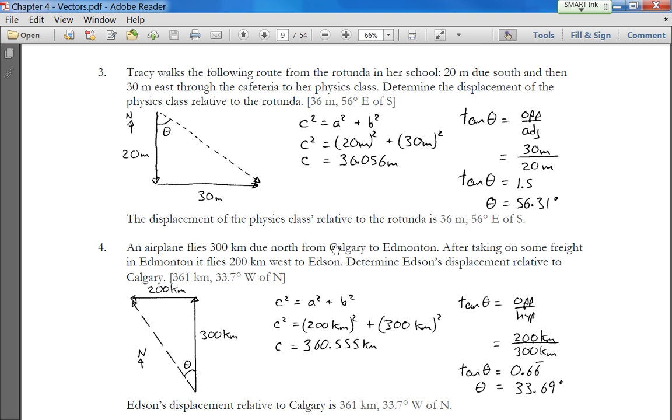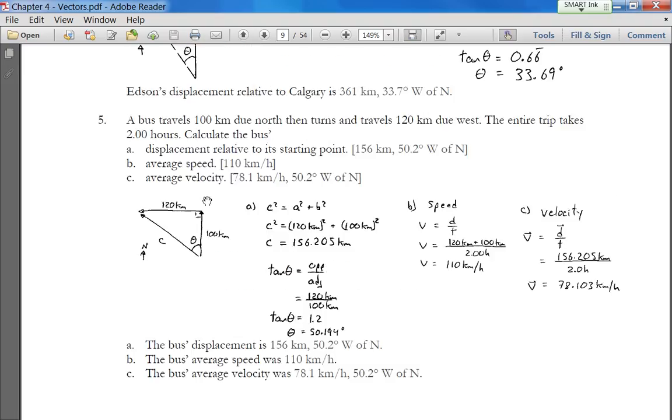Okay, so let me zoom in to 5. For speed, you can see that it's just going to be distance divided by time. But for velocity, you have to use displacement. And displacement is going to be the vector from the origin, the resulting vector, and of course the velocity will also have a direction. Okay, so this number 5, please do that question for homework on top of the other stuff. And you can stop there.